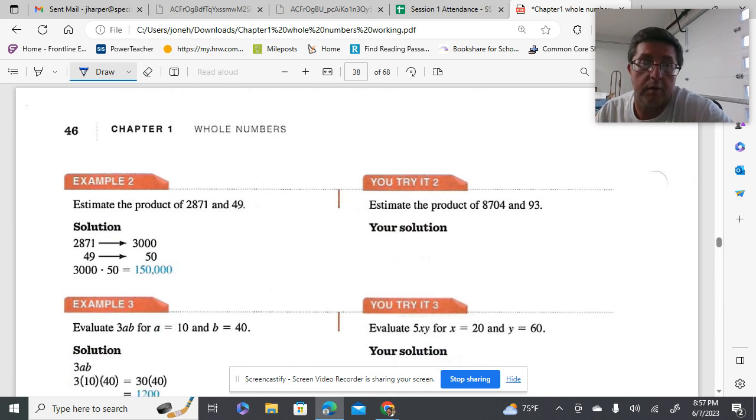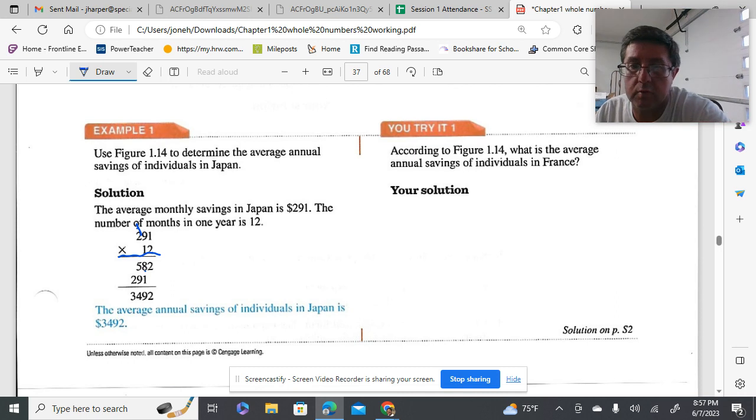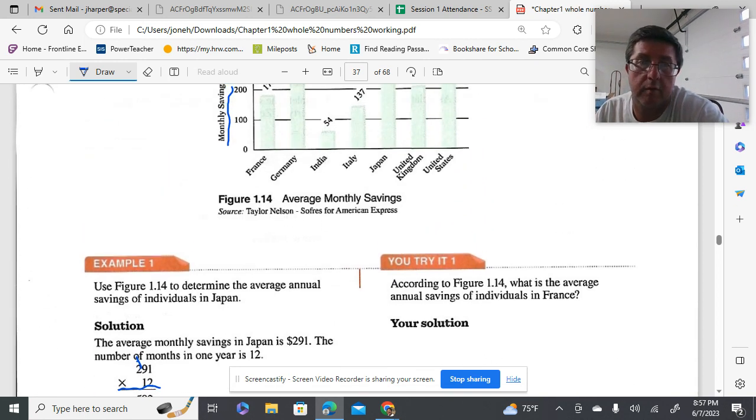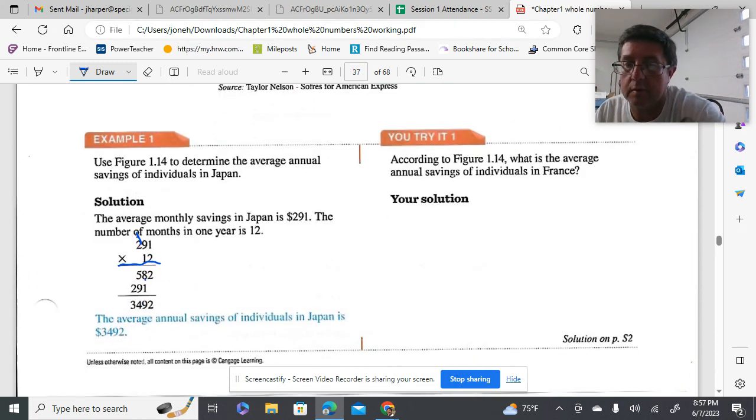Okay, so let's do the you try it. According to figure 1.14, average monthly savings in France, they have $175. Then we just do that times 12 again.